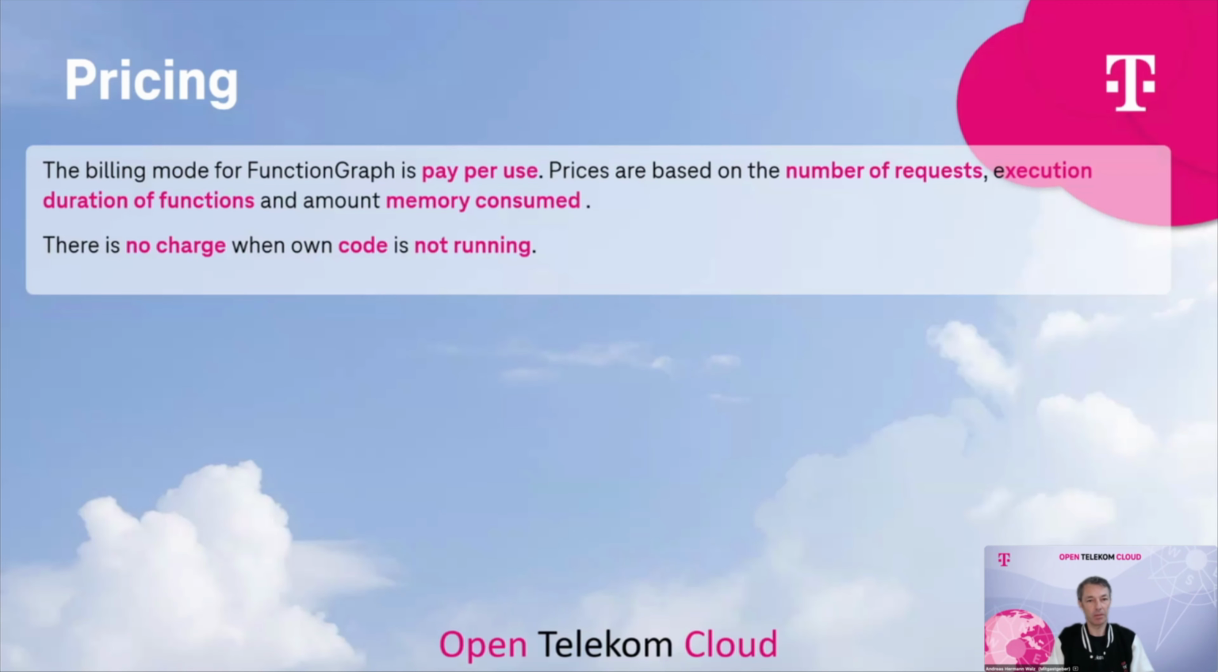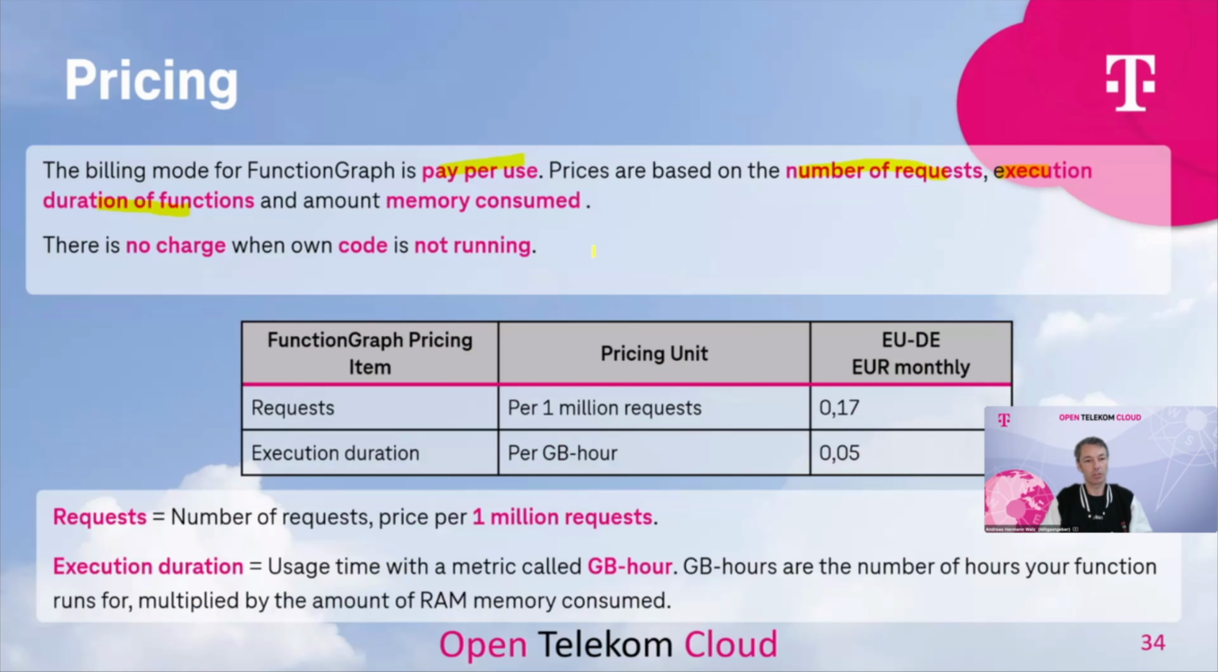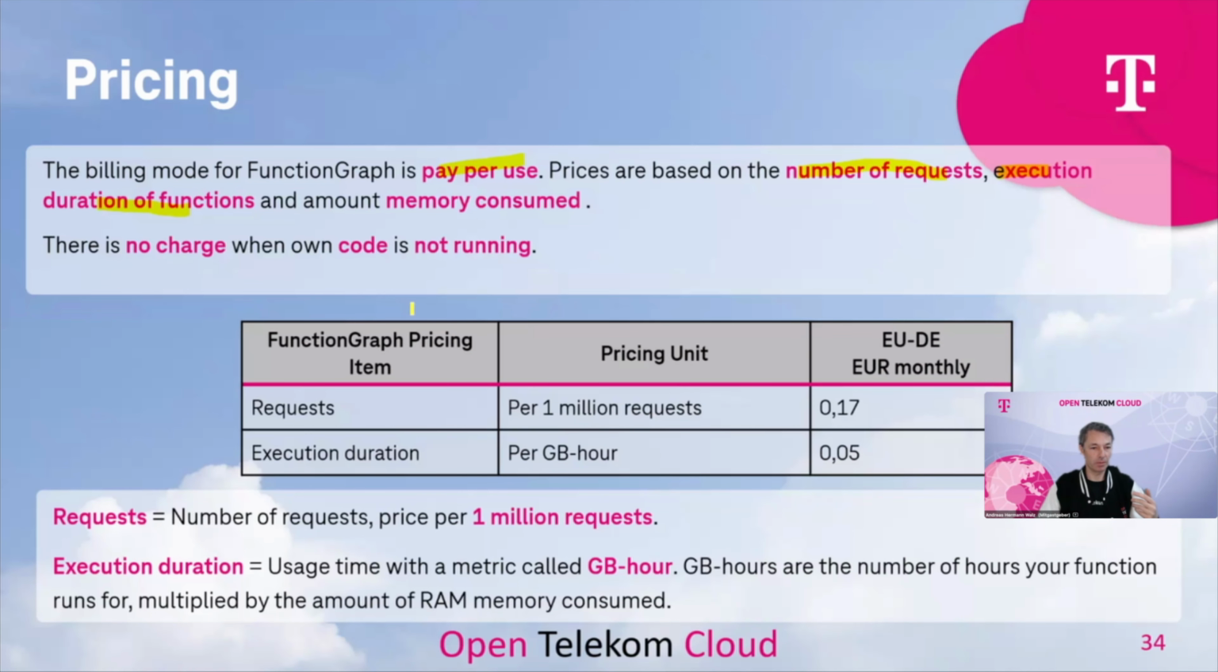From a pricing perspective, FunctionGraph, as mentioned, is pay per use. So we have two pricing items. The pricing is based on the number of requests which are activated or triggered, and the execution duration of a function, including the memory which was consumed. But if a function is not running, there is no charge. It doesn't matter how many functions you have created; when they are not running, they are not charged. Now, the pricing table is as follows.